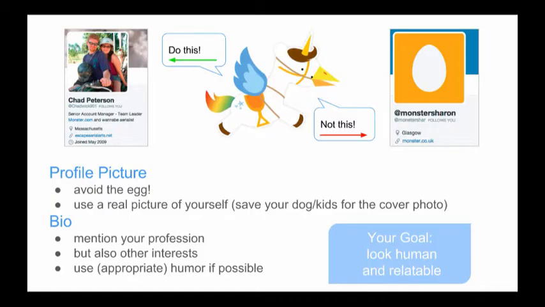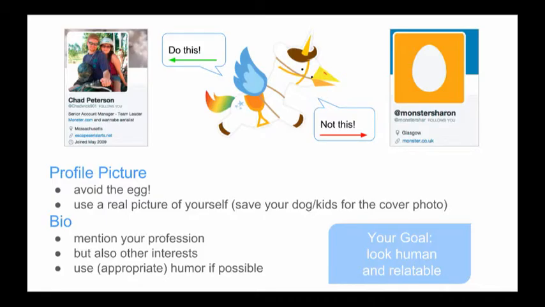Another thing to keep in mind is avoid the egg. We see Sharon here on the right-hand side has an egg as her profile picture. That is the default picture that Twitter gives you when you sign up. So it's kind of an indicator that you're not much of a power user. You haven't really got into it yet. Chad here, on the other hand, on the left, he's got a picture. It shows a little bit of personality, and he also has a good bio.